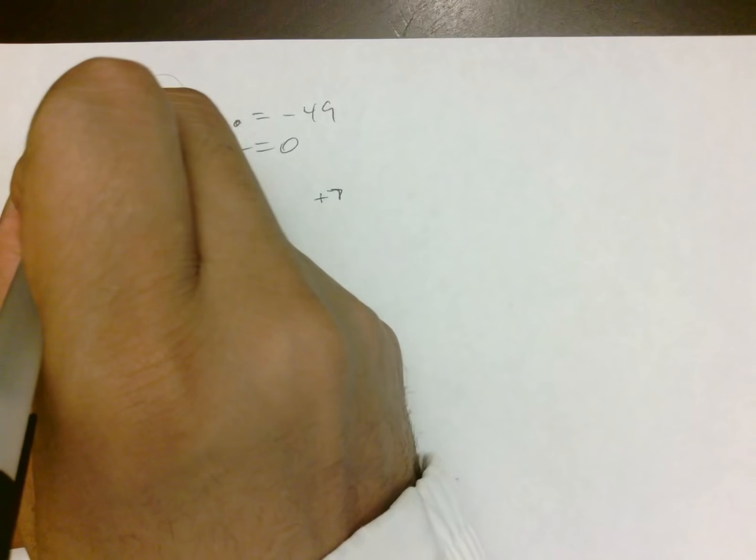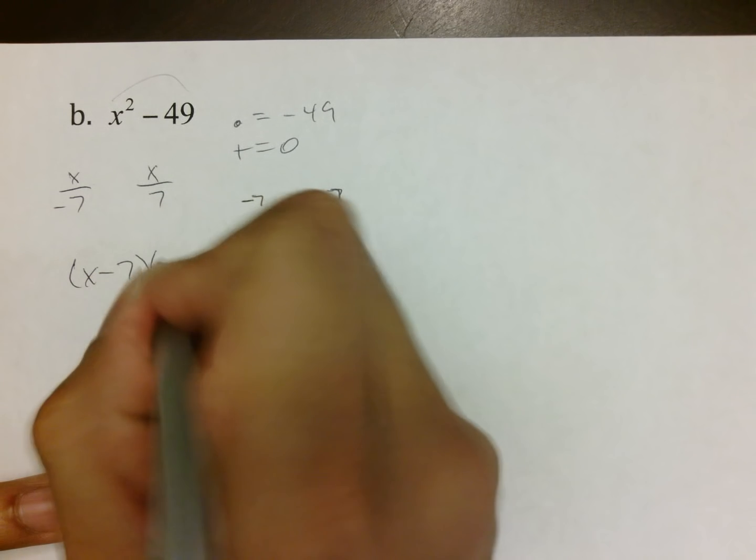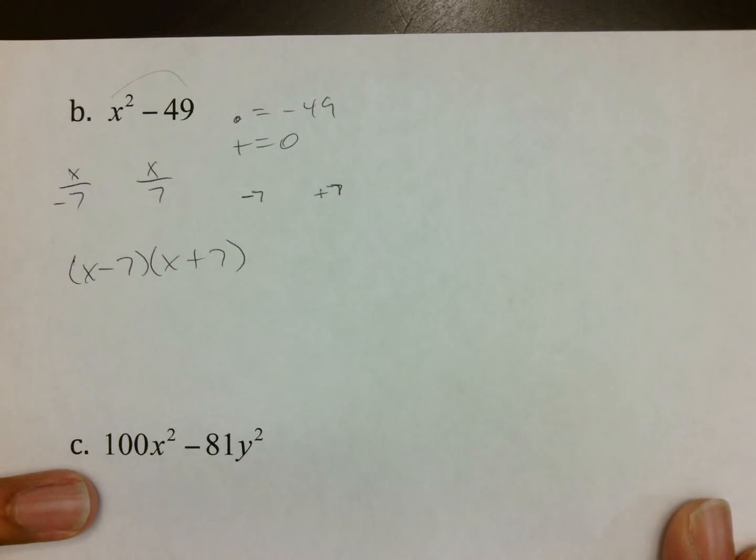Then you look at it and you say, well, I put x over 7, negative 7. I put x over 7. Those cannot reduce, so my factors are x minus 7 and x plus 7. Alright.